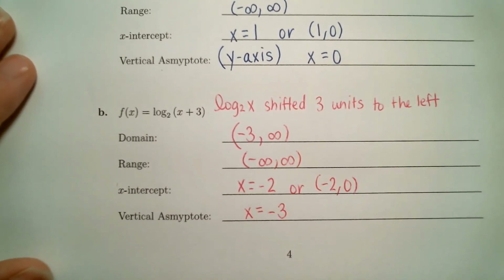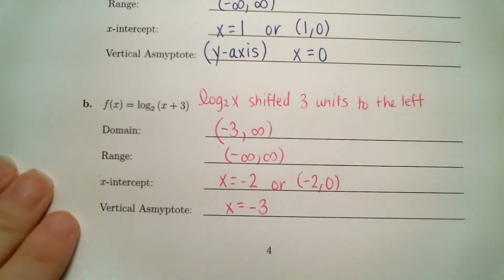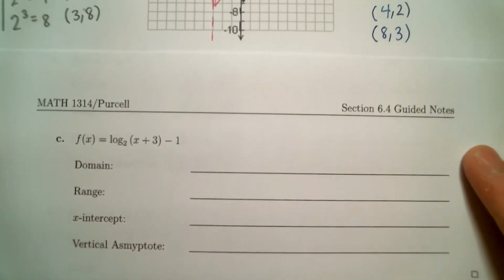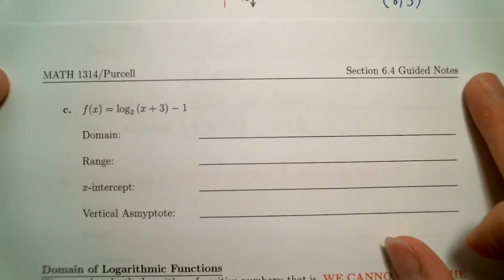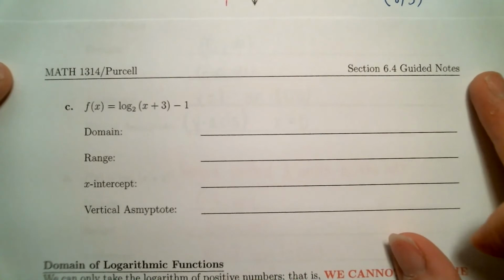Okay? All right. Lastly, we're going to take a look at part C, which is just one more transformation. Okay, all right, so I'll kind of cover this up here so we can keep the graph right here. All right, so part C, it's log base 2 of (x plus 3) minus 1.